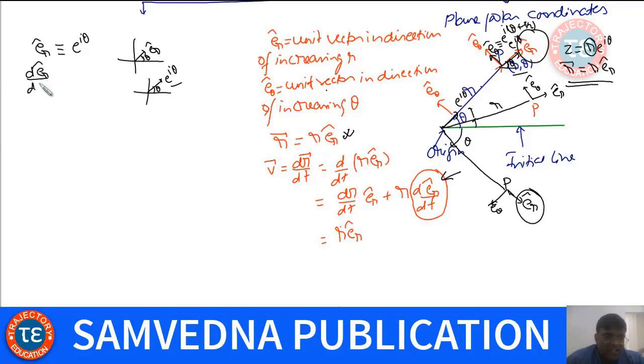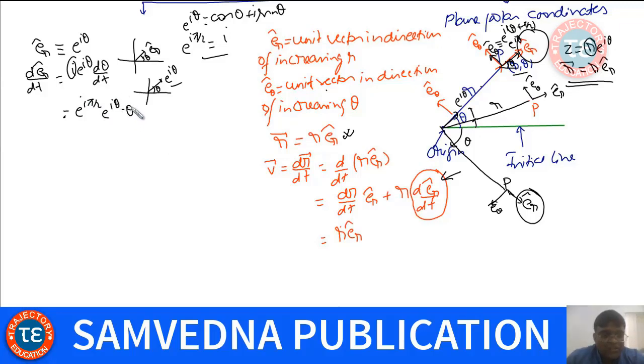Now, dEr by dt is what? It is i e^(i theta) d theta by dt. And what is i? I must tell you one thing: e^(i theta) is cos theta plus i sin theta. So e^(i pi by 2) is i. And d theta by dt is theta dot. So this will be theta dot e^(i(theta plus pi by 2)), and this is the same as E theta. Get your point? So what do you find? You find that d by dt of Er is theta dot E theta.